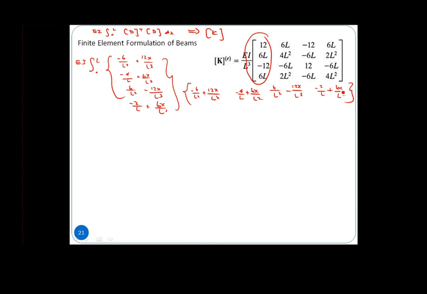Okay, so basically we do dx, we do a multiplication of what we call our double differentiation of our shape functions, then only we start to integrate. So let's look at the first one.